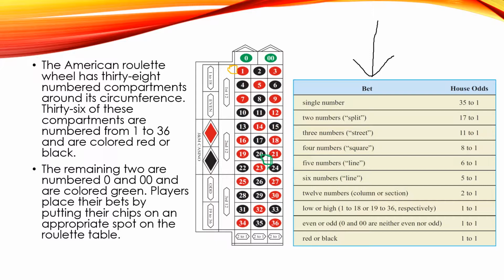Alright, but if you're making a bet on 12 numbers, which is a column or a section, you're just going to put your little chip onto one of these blocks here. You can see you have first 12, second 12, third 12. If you're betting on the lows or the highs, 1 to 18 or 19 to 36, you can see the spots there. There's 19 to 36. And then at the top, you have 1 to 18.